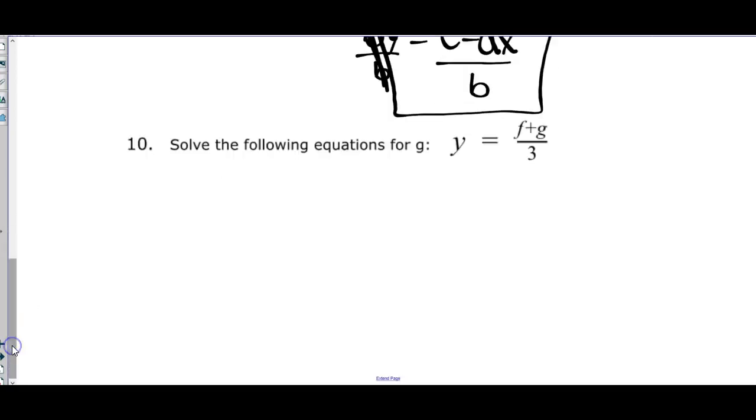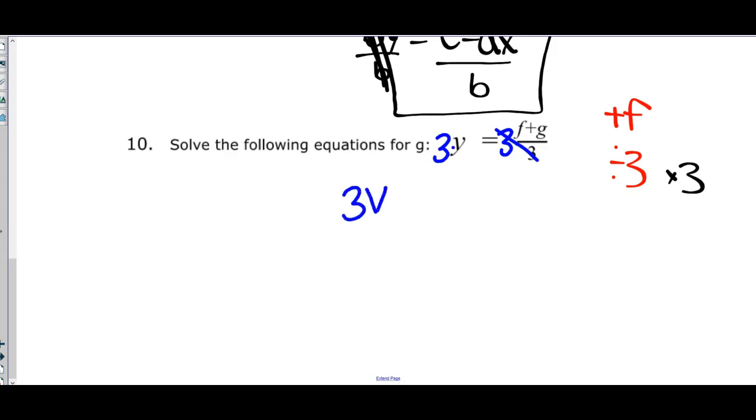Last one, number 10. Solve the following equation for g. So, what is happening to g here? See, it's being added to f, and then being divided by 3. I want to undo the bottom first. So I'm going to undo divided by 3 by multiplying by 3. So, times 3 on the left, times 3 on the right. 3's cancel out. 3y equals f plus g.